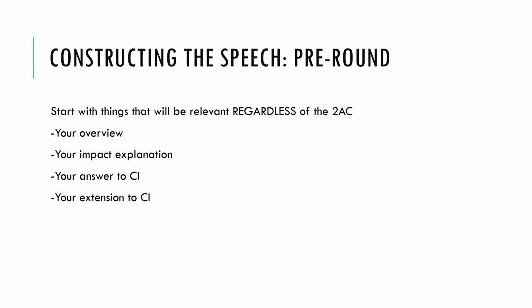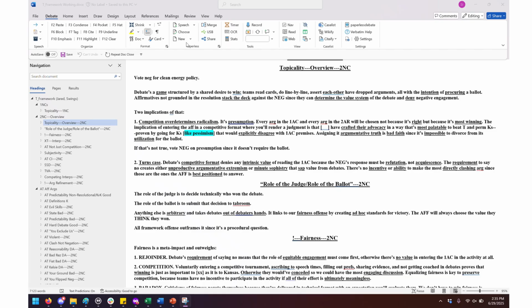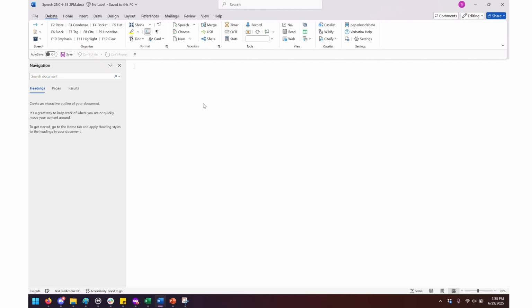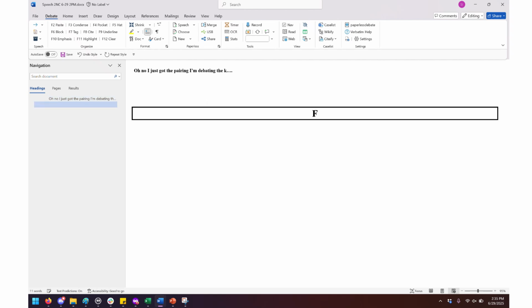Okay, constructing the speech in the pre-round. You want to start with things that will be relevant regardless of the 2AC. You want your overview, your impact explanation, your answers to counterinterps, your extension of your interpretation, etc. So here is me literally doing this. I make a speech doc in Verbatim. I suggest, oh no, I've been paired against KF. I label the document.